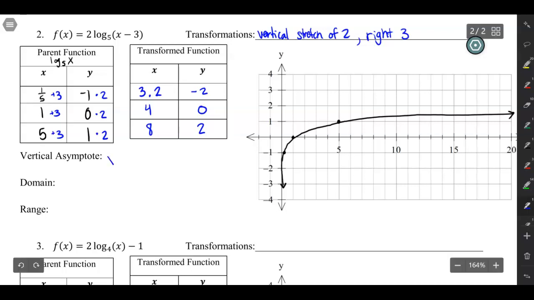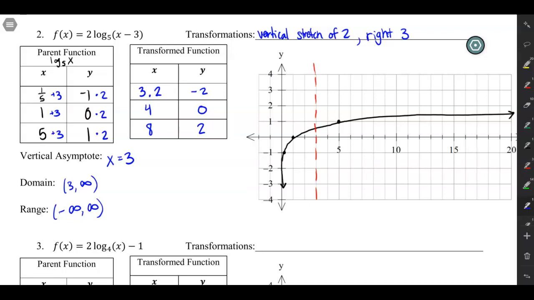All right, so my vertical asymptote is dependent on my horizontal shift. Since I shifted to the right 3, my vertical asymptote is going to end up at x equals 3. Let's go ahead and draw that in right now. I'm going to draw it in red. You're welcome to draw it with just your pencil. That means that your domain is going to start at 3 and then go to infinity. And your range is still going to be negative infinity to infinity. Now, if it's easier for you, you can fill in the domain and the range after you've finished graphing the function over here on the right.